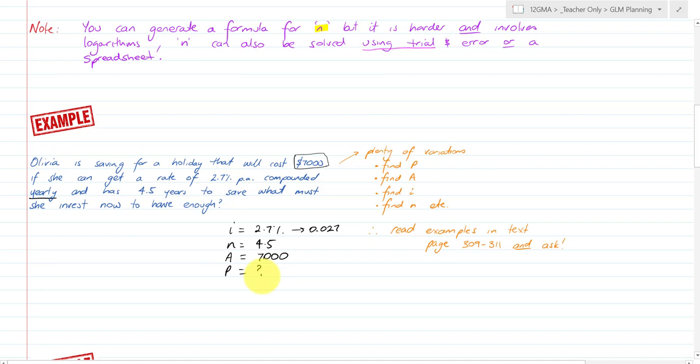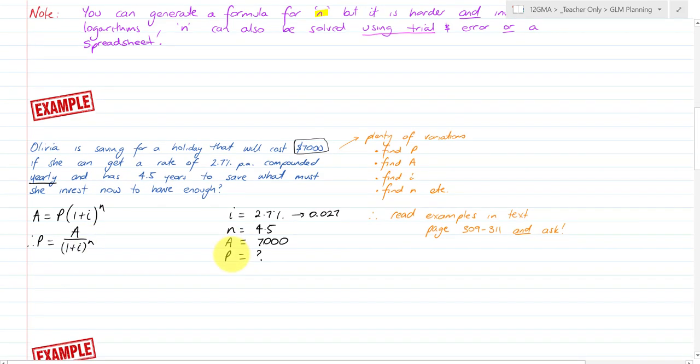Now, the obvious answer here is to use the rearranged version. A equals P, 1 plus I to the power of N, which means, therefore, that P is equal to A over 1 plus I to the power of N. And we can throw some numbers into that and get an answer. But there's a slight problem with this question that we need to deal with, which is why I've introduced it here, to just talk about some problems.